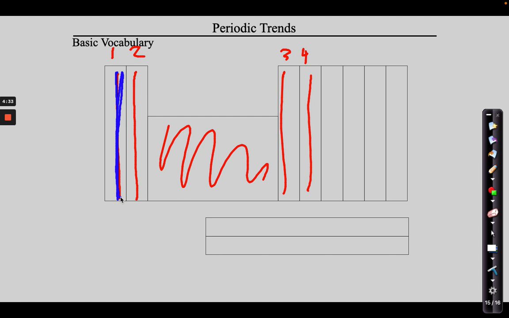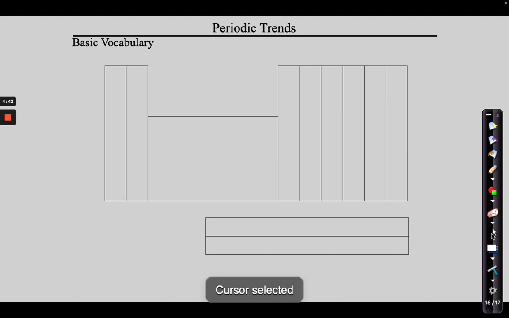Each of the groups, as we go down in these groups, they get more and more reactive. The explosion gets bigger and bigger and crazier. Okay? Good. All right, guys, we want to label these groups. Will you go ahead and number those groups? Group number 1, group number 2, number 3, 4, 5, 6, 7, and 8.